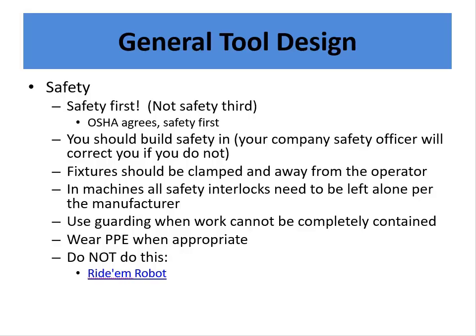So if you're going to have a part in a fixture, you don't want that part coming out. It needs to be held into the fixture properly. And if possible, even when the operator is loading and unloading it, you need to be thinking about how they're going to reach into the machine or out of the machine so they don't get hurt. And in general, it's worth mentioning though, machines have interlocks on them, and do not mess with safety interlocks.